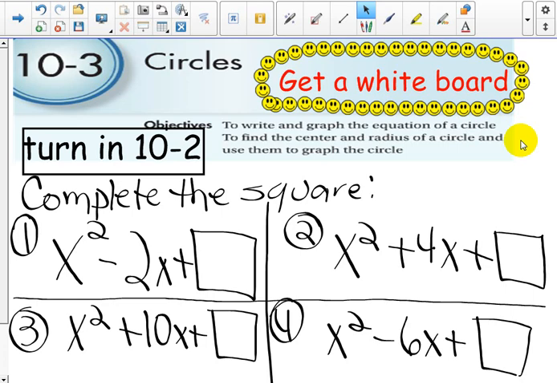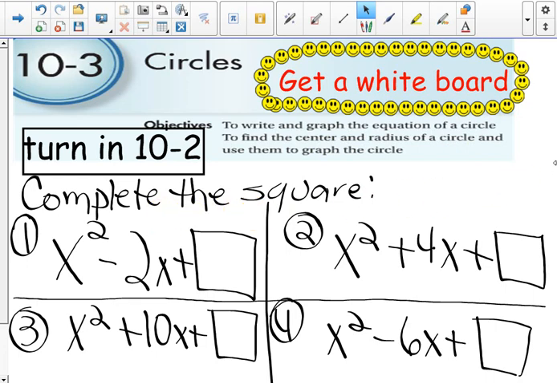We're just going to go over problems 1 and 2, and then we're going to do the workbook problems associated with those. And then tomorrow we'll do parts 3 and 4 and turn it in. So today let's focus on the first part of 10-3.